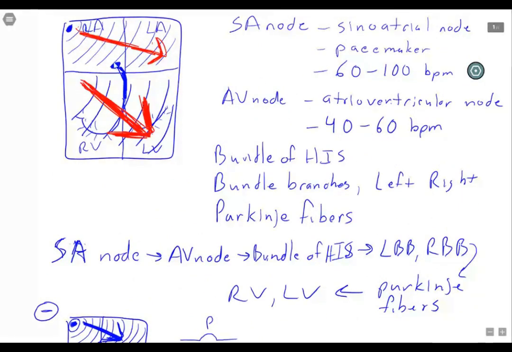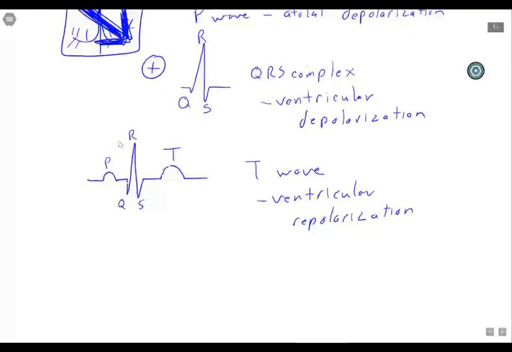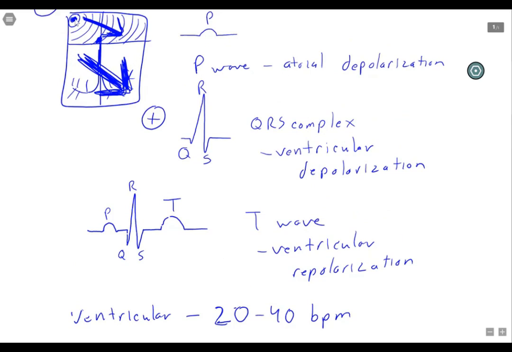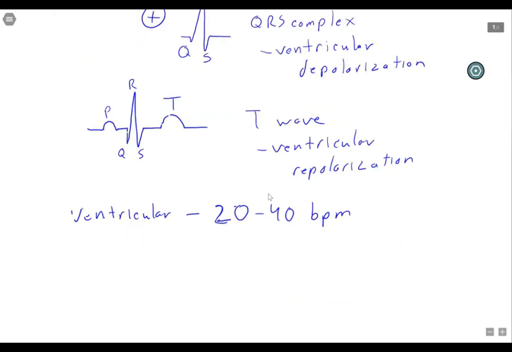If the SA node did not fire, the AV node could fire on its own at a rate of 40 to 60 beats per minute. And one thing I didn't mention, if both the SA node and AV node did not fire, the ventricles themselves will fire, and the ventricular rate, if they were to fire on themselves, is a very slow 20 to 40 beats per minute. So if everything fails, if the SA node fails, the AV node fails, the ventricles will still beat to keep you alive, just at a very slow 20 to 40 beats per minute.